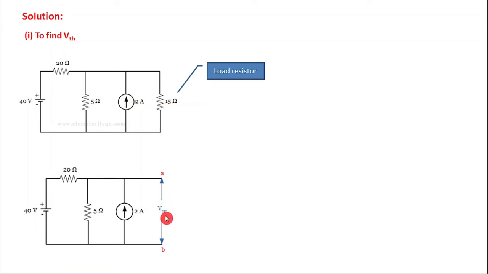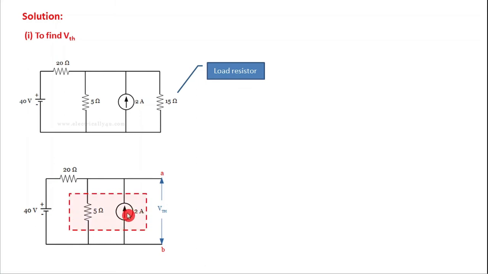So if you remove that, we get this circuit. Now you have to obtain the voltage across the 2 points A and B. To do that, it will be more convenient if you convert this current source into a voltage source. So we are applying the source transformation to this circuit.